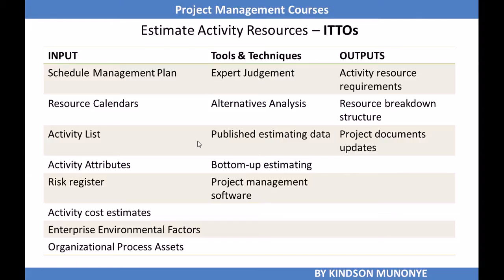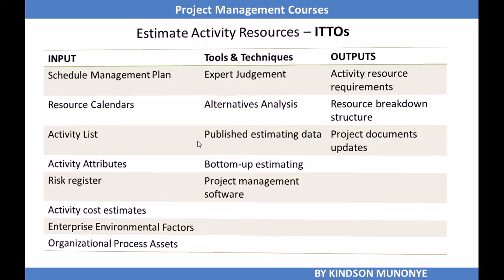We have some tools and techniques for estimate activity resources, and they are expert judgment, alternatives analysis, published estimating data, bottom-up estimating, and project management software. We have three outputs from the estimate activity resources process, and they are activity resource requirements, resource breakdown structure, and project document updates. Let's now take a look at each of these inputs, tools, techniques and outputs to help us get a clearer understanding of why they are necessary for estimate activity resources.